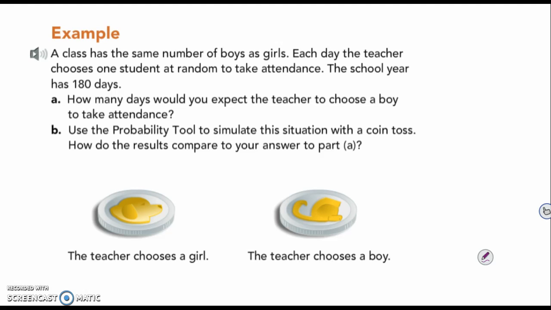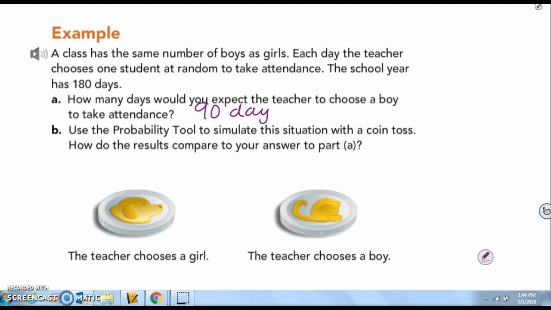We're going to focus on letter A for this example. So how many days would you expect the teacher to choose a boy to take attendance? The probabilities that a teacher chooses a girl and chooses a boy are equally likely. The class has the same number of boys and girls. We could say that would be probably around 90 days. If the probability of a boy taking attendance is 1/2, then 1/2 of 180 would be 90.